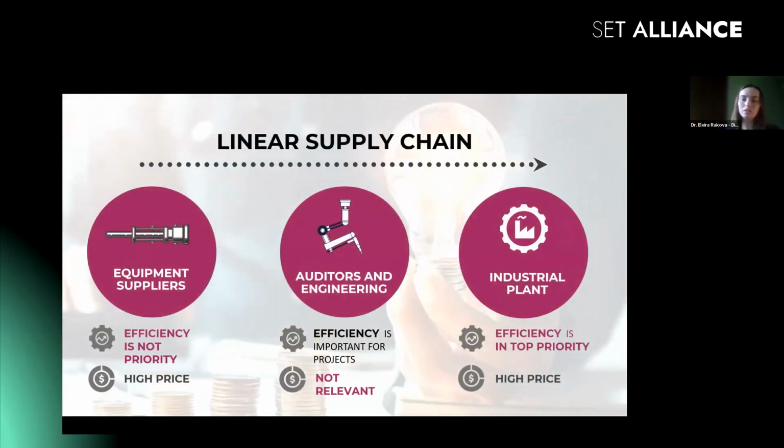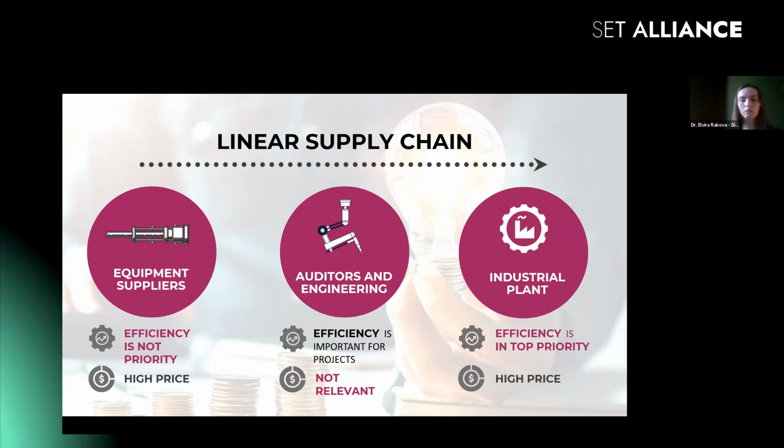So when we look at this, we always focus on the linear supply chain, right? We have this fragmented industry with various components, various stakeholders there. We have auditors, we have equipment suppliers. For them, efficiency is not a priority. They don't pay for the energy bill. And the more efficient components they supply to the market, the higher the prices, right? So they have to find this balance to still be competitive on the market.